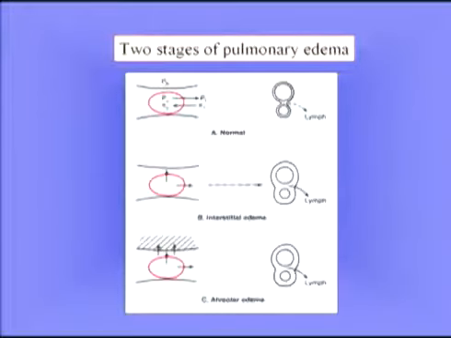Now let's talk about the two stages of pulmonary edema. First of all, we've got the normal situation here, and you can see the artist has very nicely drawn a capillary. We've got the thick side of the blood-gas barrier here and the thin side here, and he's put in the pressures responsible for the movement of fluid.